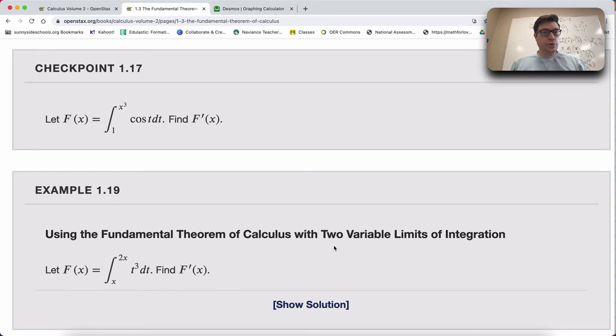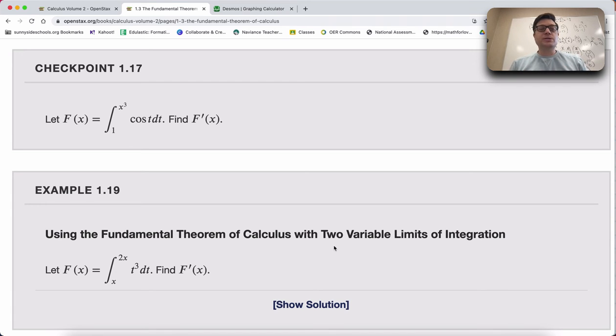Hey guys, this is AP Calculus AB. We're talking about section 1.3 on the fundamental theorem of calculus. There are some extra little details that we need to make sure that you have a chance to observe. So in this problem, we have checkpoint 1.17.